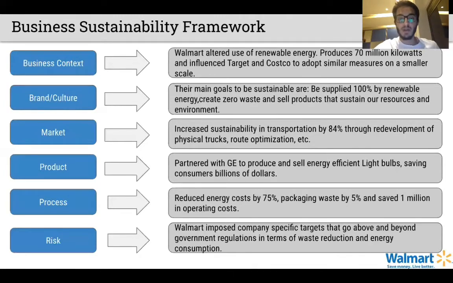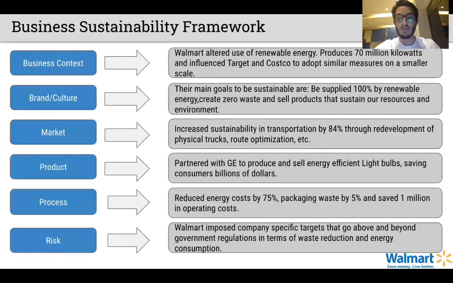Now, moving on to the process. The process is really important to make sure that sustainability comes hand in hand with making the business thrive economically, and not just getting sucked into being sustainable and making the business go bad. Therefore, Walmart improved economically in many ways while being more sustainable. And that, of course, is by reducing energy costs by 75%, packaging waste by 5%, and saving $1 million in operation cost. Now, moving on to the risk section.